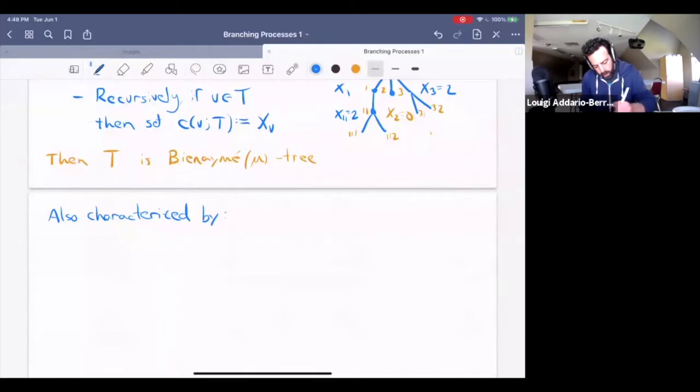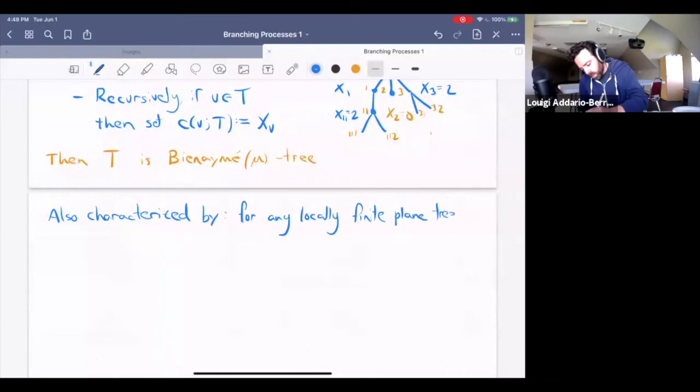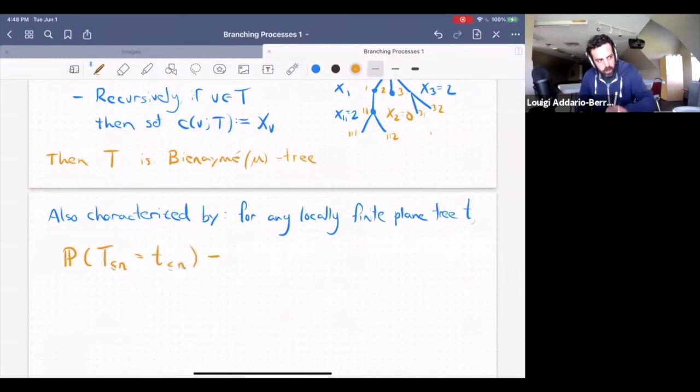So you could say that for any locally finite plane tree T, I'm going to introduce some notation on the fly. I actually want this notation, so it's useful to be giving this equivalent definition as well for that reason. The probability that the first n levels of the random tree agree with this deterministic tree is just given by the product over the first n minus one levels of the deterministic tree of mu of c_v(T).